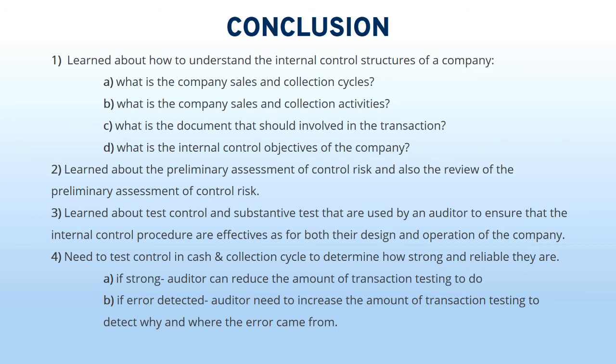Then, we also learn about the preliminary assessment of control risks and the review of the preliminary assessment of control risks. Lastly, we learn about tests of control and substantive tests that are used by an auditor to ensure that the internal control procedures are effective as to both their design and operation. All in all, the reason why an auditor needs to test control in the sales and collection cycle is to determine how strong and reliable they are.